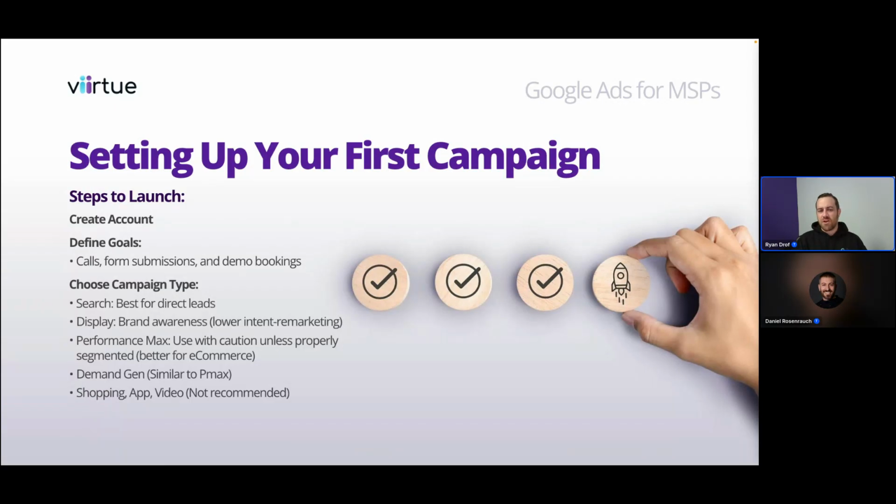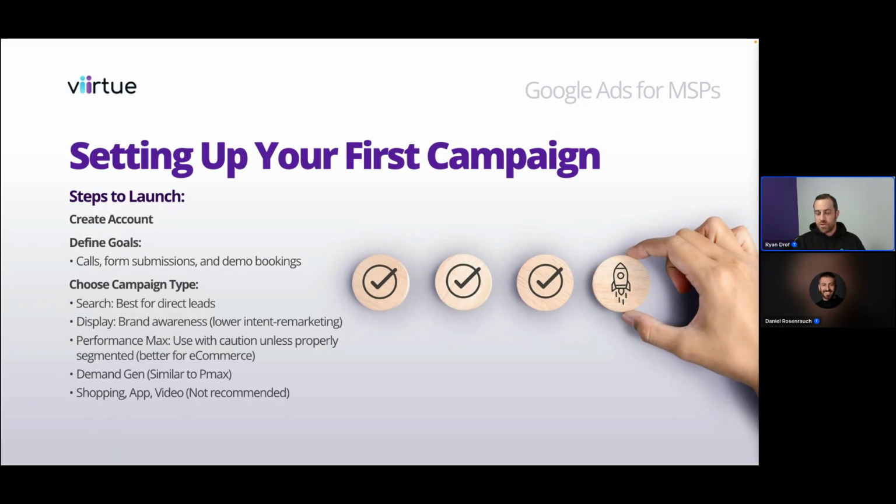There are a lot of other options we can choose, like display or Performance Max, if you know anything about those. Remarketing is great with them, but they're not great for direct leads. We're not really looking for brand awareness at this point. We need to target these direct leads first, and then we can remarket to them. So the campaign type is very important in this case.